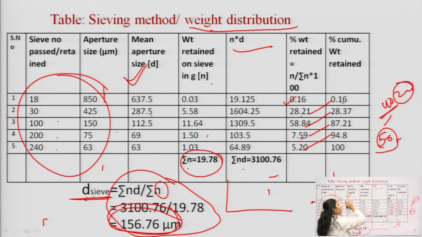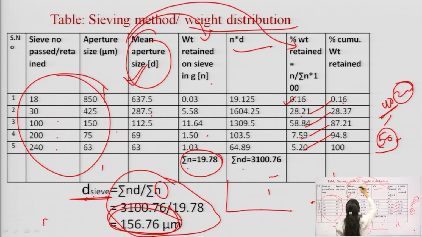In all these three graphs, the x axis will be the mean aperture size, and on the y axis, in one graph weight retained, in another percentage weight retained, and in the third percentage cumulative weight retained. You will get the three frequency distribution curves.